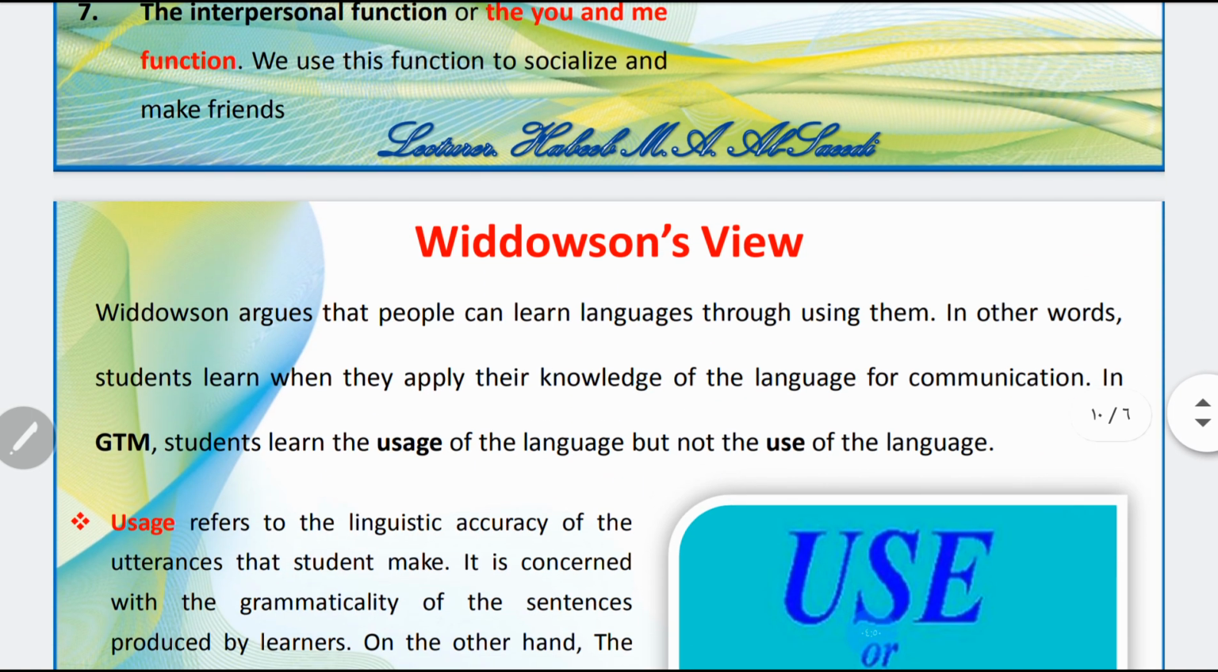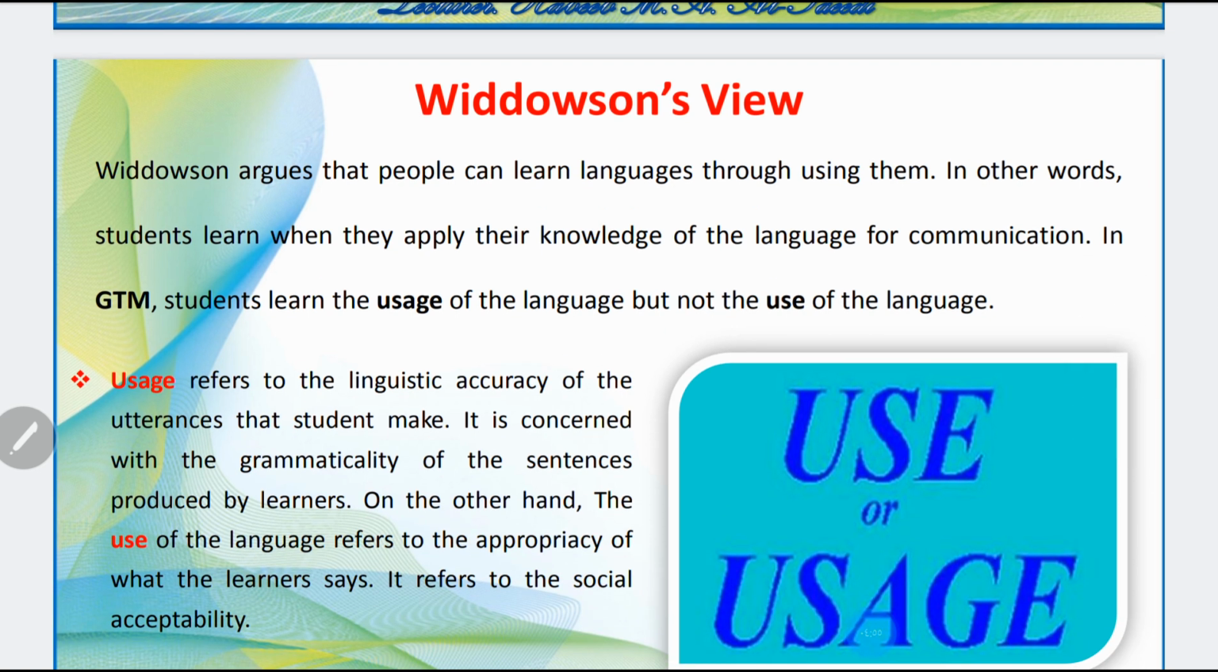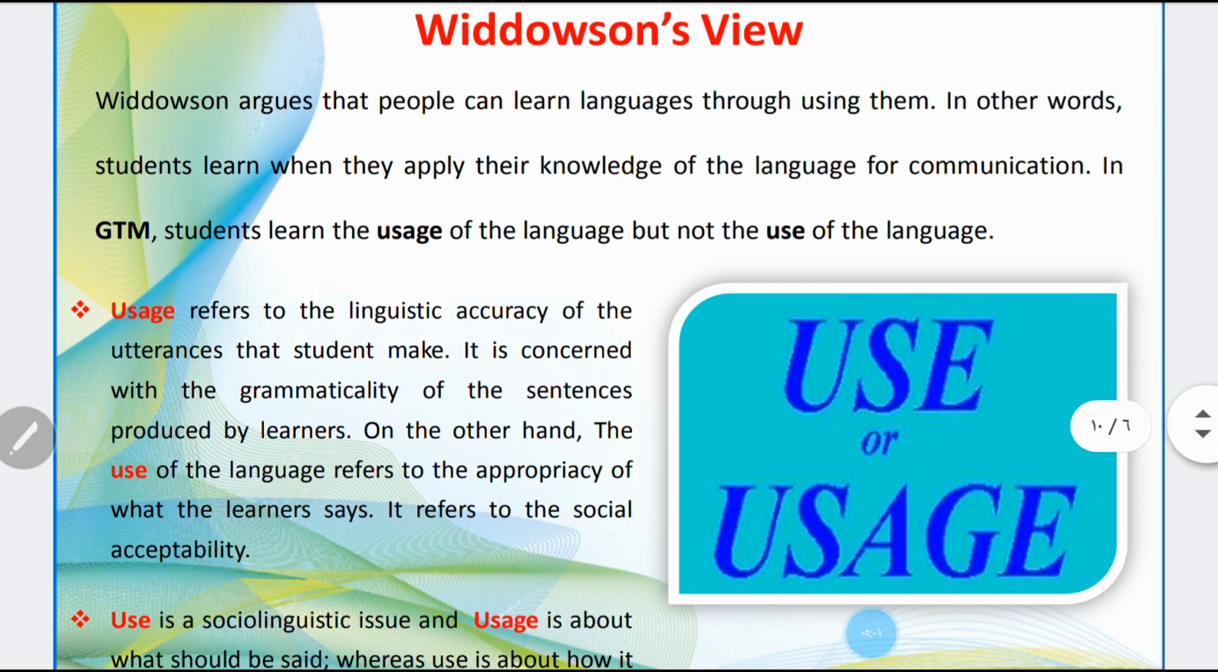Okay, the second theory is Sunview, and Sunview argues that people can learn language through using it. People can learn by using the language, not learning the language in order to use it. In other words, students learn when they apply their knowledge of the language for communication. So their knowledge will be great when they apply what they have learned about the language for communication.